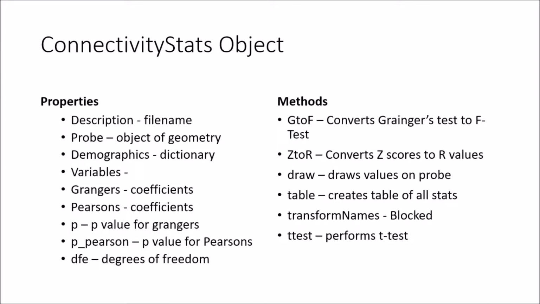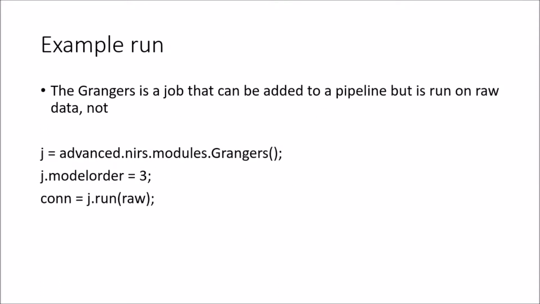You'll have description, which is a file name. You'll have the probe. You'll have demographics. Variables is actually left blank, which I was unable to figure out exactly what those designate. You'll get Granger coefficients, Pearson coefficients, p-values for Granger's, p-value for Pearson's, degrees of freedom, and then in the methods you'll have things that are converting one coefficient to another or one value to another, as well as the typical draw and table functions.